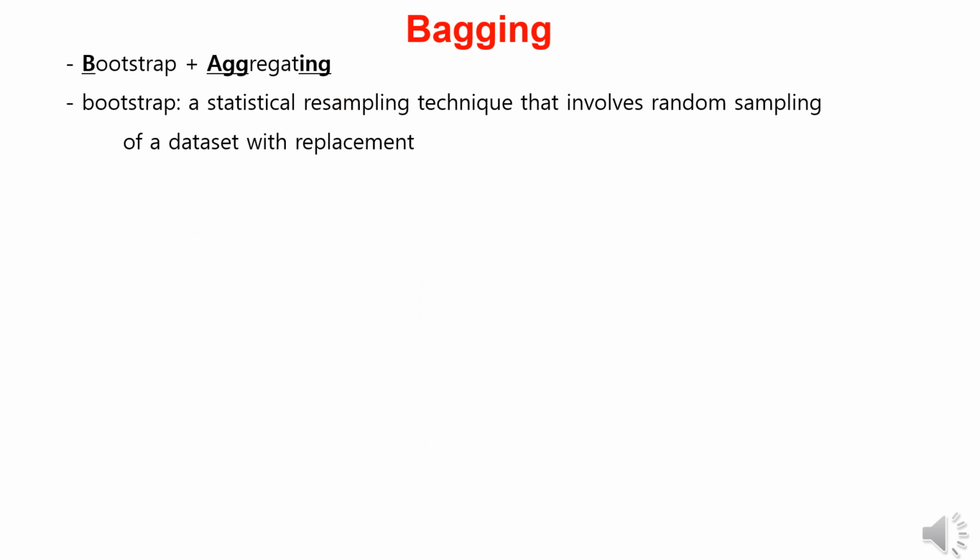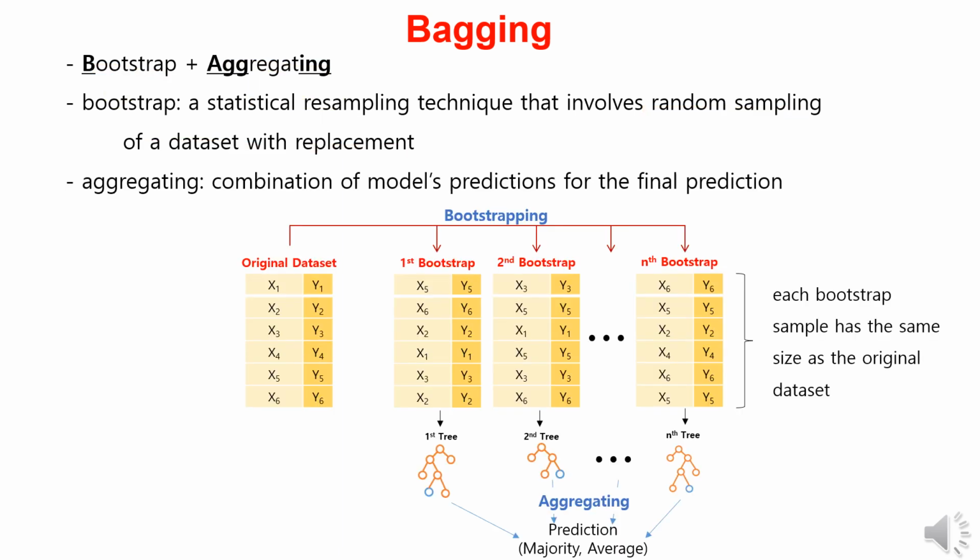Bagging is a term that combines bootstrap and aggregating. First, bootstrap is a statistical method of resampling from the initial dataset. It randomly selects samples with replacement, which means duplicates are allowed, and divides them into multiple sets. As shown in this example, from the original dataset consisting of x1 to x6, n datasets of the same size as the original dataset are extracted. Since duplicates are allowed during sampling, as shown here, the same data points can be included.